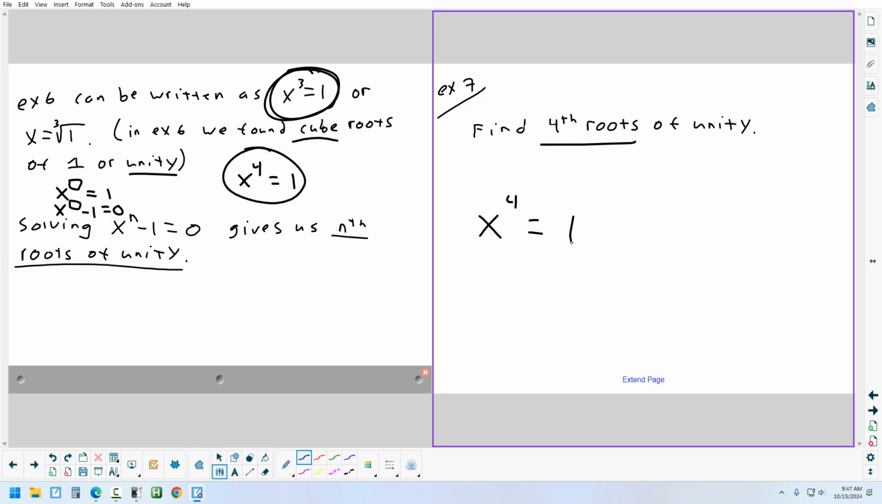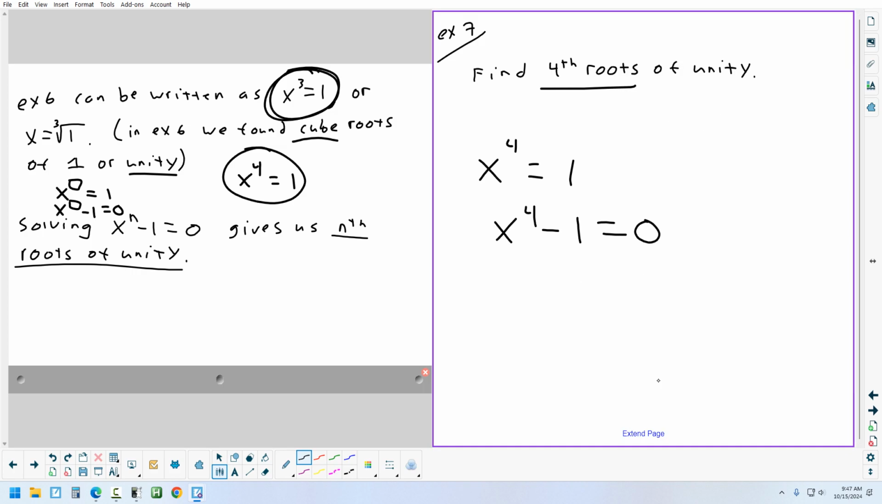And now think about setting that equal to 0 and solving it. And that's what I want you to do. So finding the fourth roots of unity means to set up that equation, which really means find the roots of that equation. Now that you don't need, you could do rational root theorem and synthetic division, but if you realize this factors, it's going to go a lot quicker. How does x to the fourth minus 1 factor?